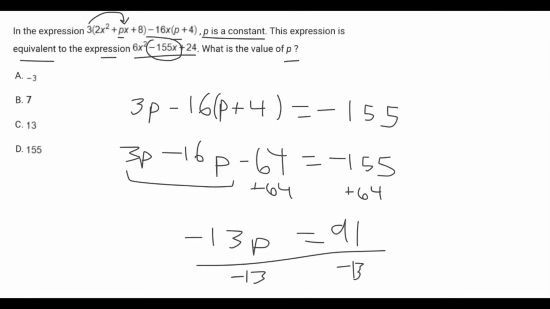Oh, I actually made a mistake here. It's negative 91. That makes sense because a negative over a negative. So negative 91 divided by negative 13 gives us p is equivalent to 7. All right. So our answer choice is B.